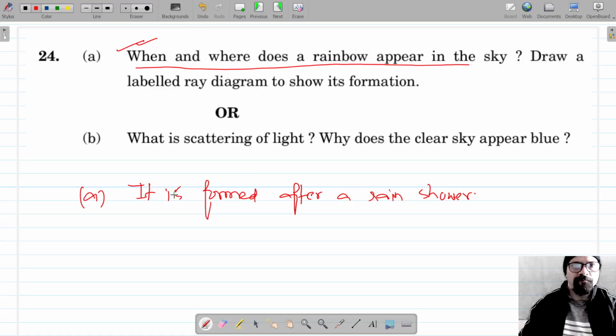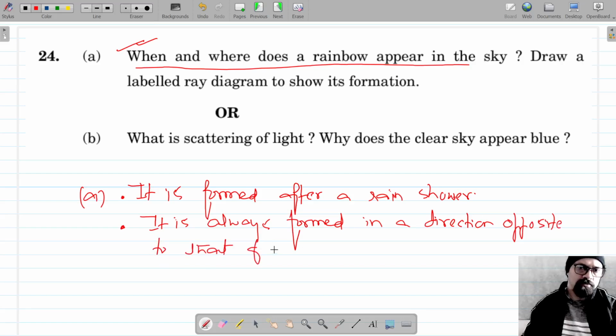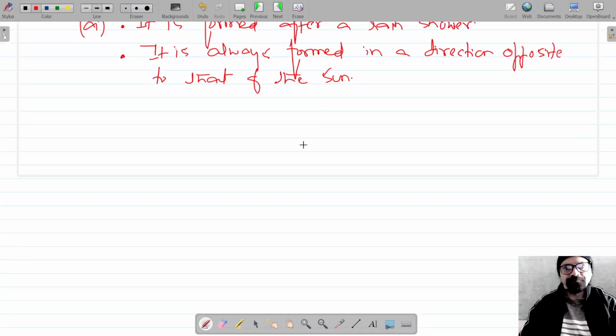So when? Now where? Where means it is always formed in a direction opposite to that of the sun. Okay, now we have to draw a labeled ray diagram to show its formation.